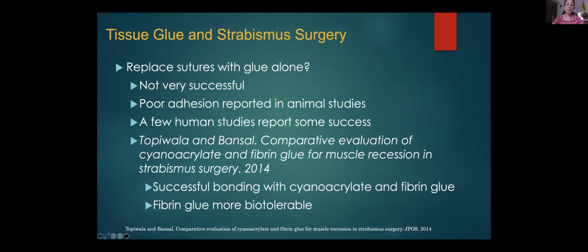So the question we posed was, how do we make surgery safer and retain accuracy? Many reports are in the literature investigating the use of glue alone for strabismus surgery, and none have been successful due to the lack of adhesion strength of glue alone. Topiwala and Bansal did report successful bonding with cyanoacrylate and fibrin glue, but found fibrin glue more biotolerable.